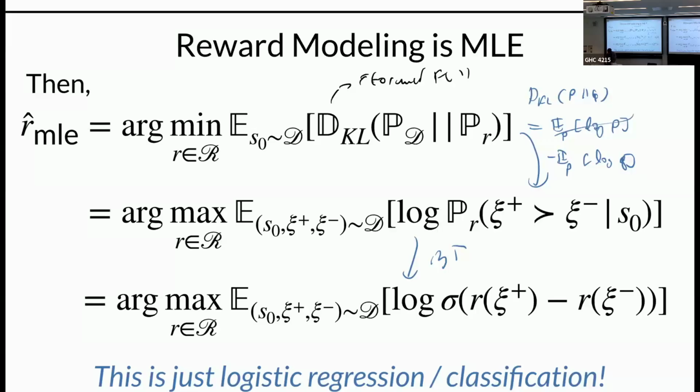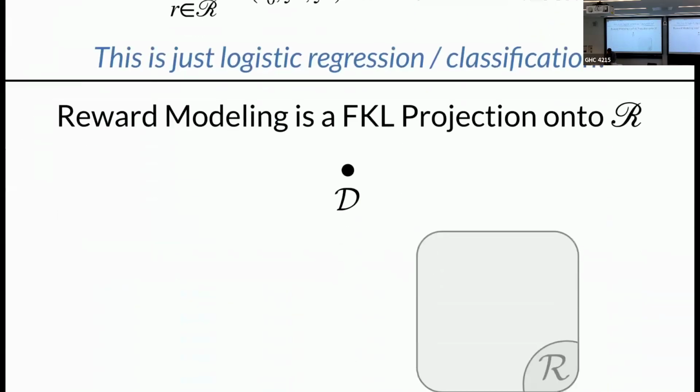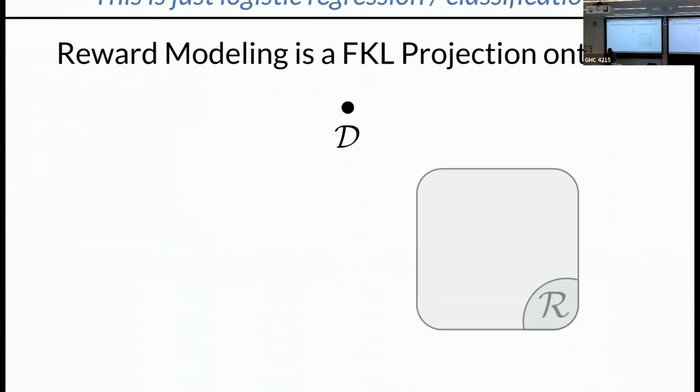We're going to build up this picture over the next few slides, but you should really think of there being some space of reward models, R, and we're going to have some R hat we get from maximum likelihood estimation. Really, you can think of reward modeling as doing a projection onto the space of reward models under this sort of forward KL metric.